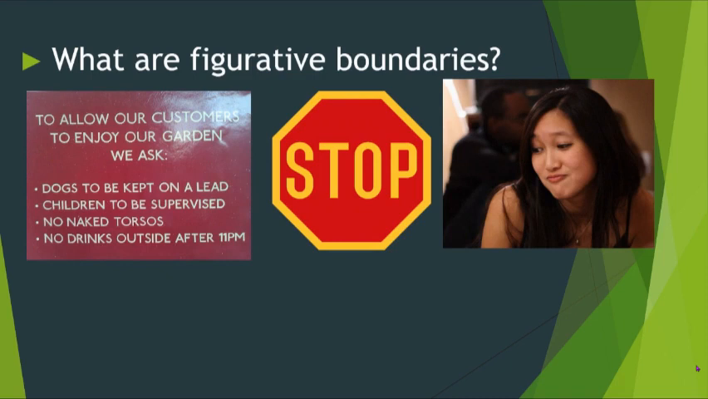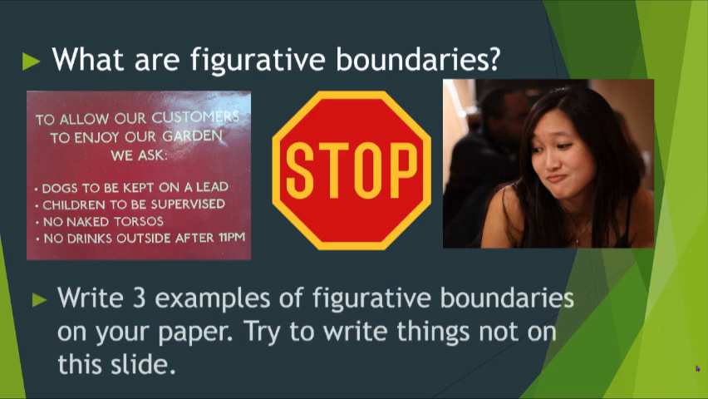So here are some picture examples to help you with your thinking. We have things like rules, stop signs or signage, or even other people's judgment. What I want you to do is start thinking of figurative boundaries we face and write 3 examples on your paper. Try not to write the things that I just gave you, but think even deeper.